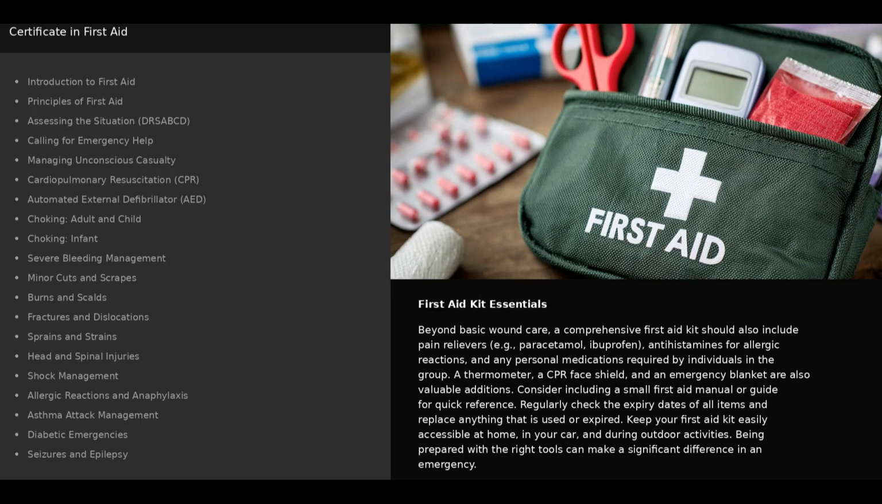Regularly check the expiry dates of all items and replace anything that is used or expired. Keep your first aid kit easily accessible at home, in your car, and during outdoor activities. Being prepared with the right tools can make a significant difference in an emergency.